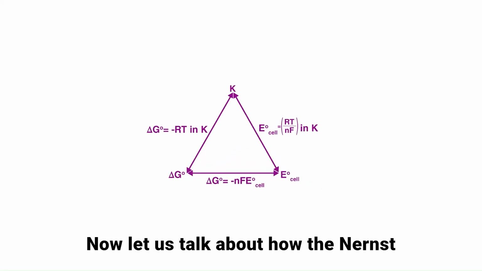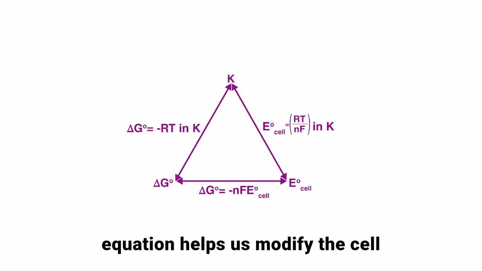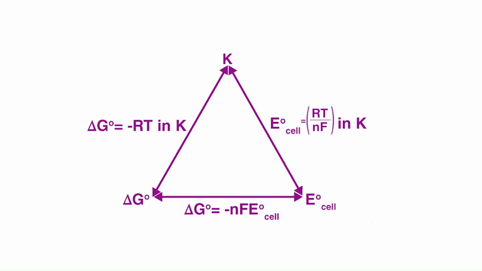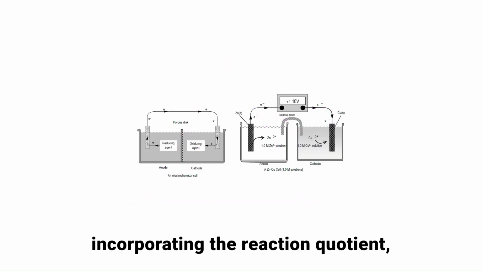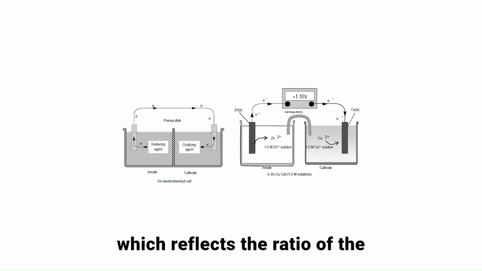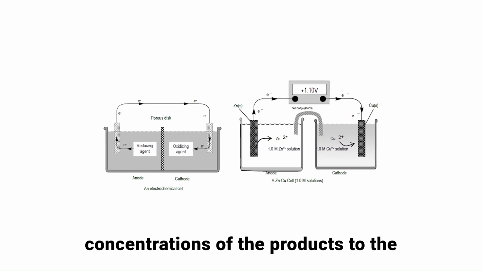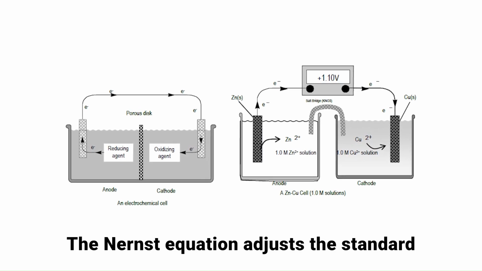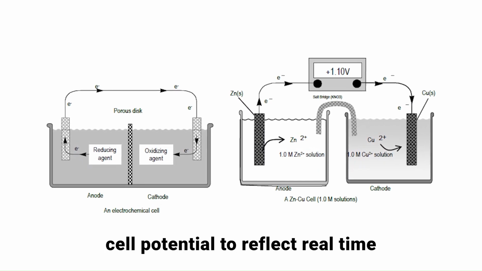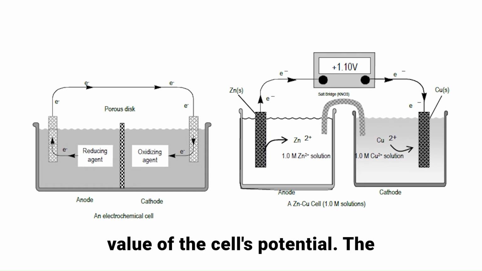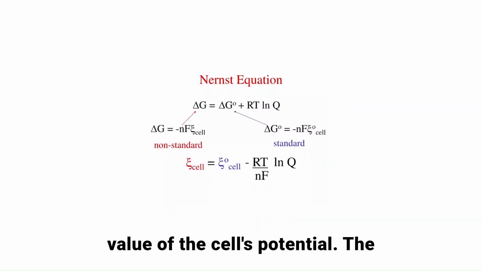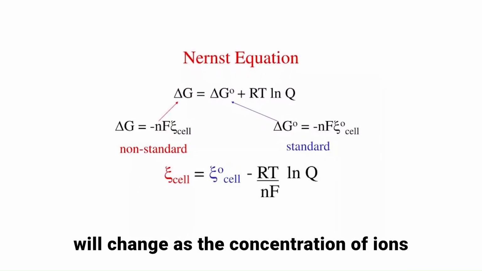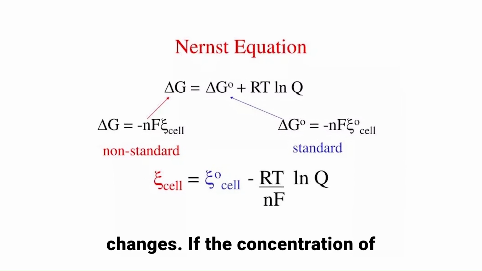Now, let's talk about how the Nernst equation helps us modify the cell potential based on changes in concentration, pressure, or temperature. It accounts for these variations by incorporating the reaction quotient, which reflects the ratio of the concentrations of the products to the reactants at any given point. The Nernst equation adjusts the standard cell potential to reflect real-time conditions, giving us a more accurate value of the cell's potential. The beauty of the Nernst equation lies in its ability to predict how the cell potential will change as the concentration of ions changes.